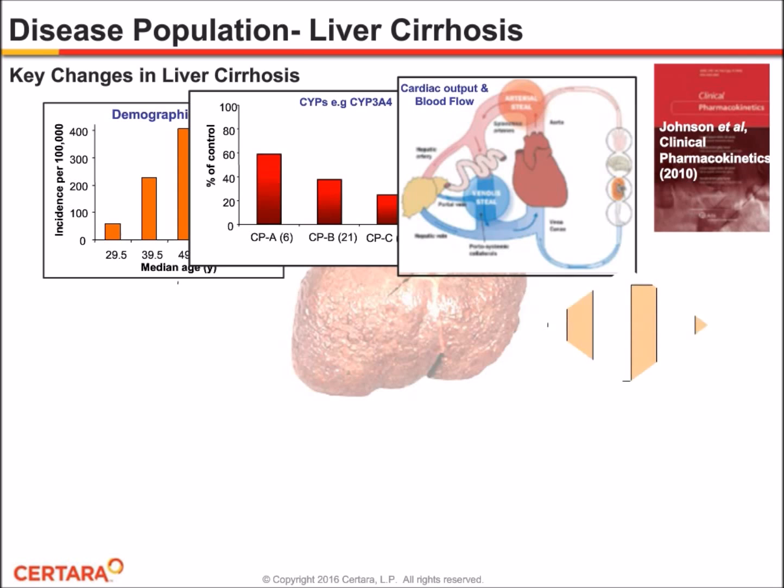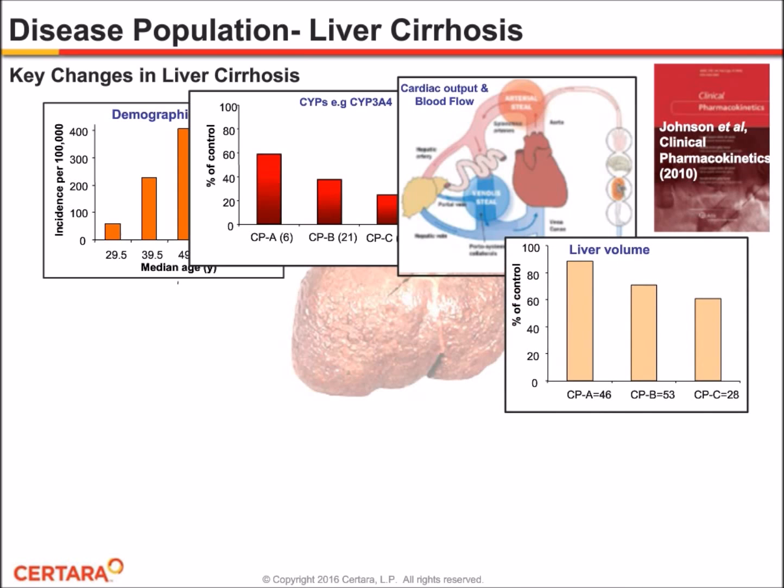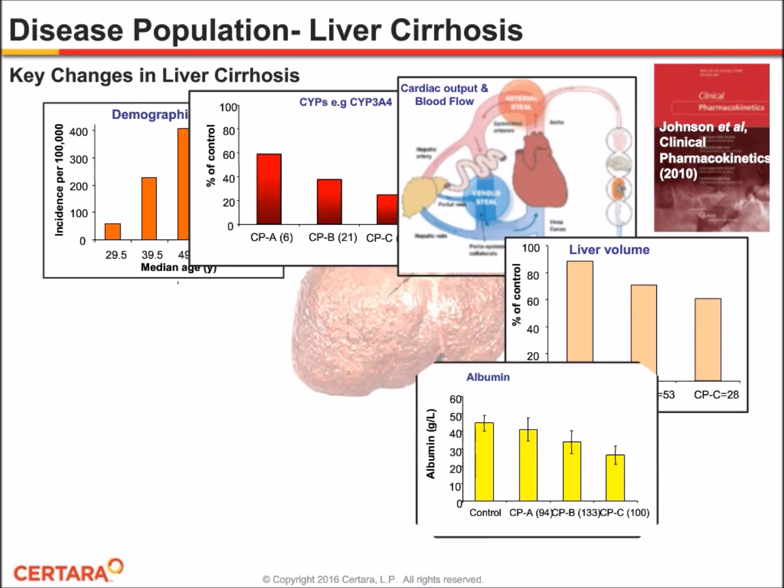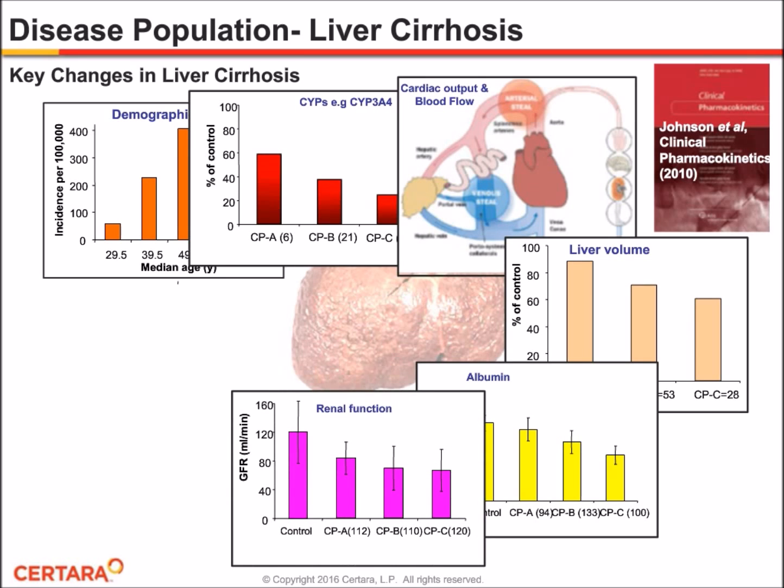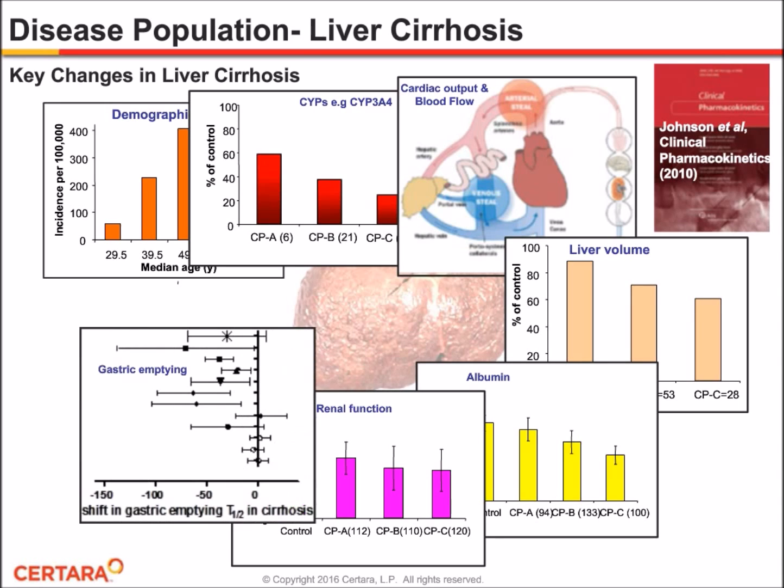Similarly, needless to say, the liver volume reduces as the severity of liver cirrhosis increases, and there is also a significant difference in the plasma albumin between the control and the various stages of liver cirrhosis. Similarly, there is a change in the renal function. Renal function tends to decrease as the severity of liver cirrhosis increases. And to a certain extent, there is an effect on the gastric emptying as well.